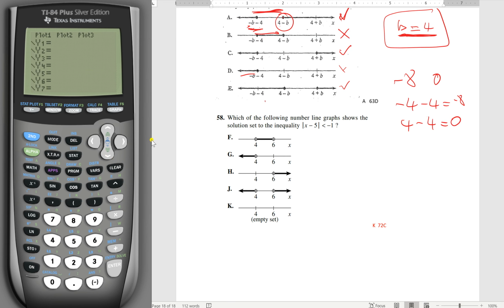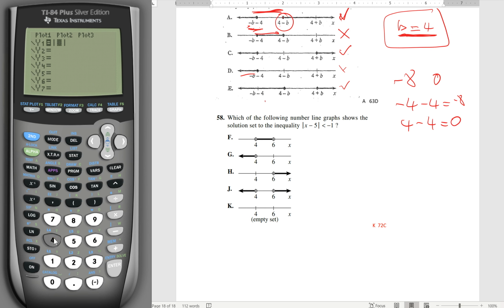So for this one, oh, I like this one because this is something you need to see. We've got, which of the following number line graphs shows the solution set to the inequality, the absolute value of x minus 5 is less than -1. So if we plug that in, we get math, absolute value, and we can do 4 and 6 because it's given us those numbers, and we can do 2 graphs. We don't have to do just one.